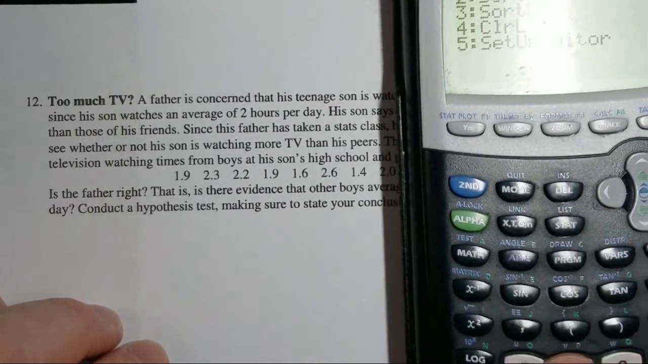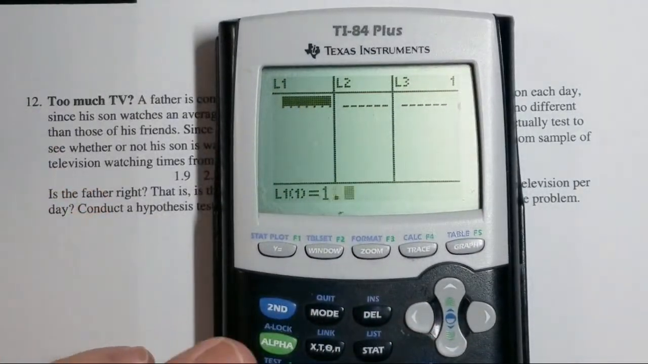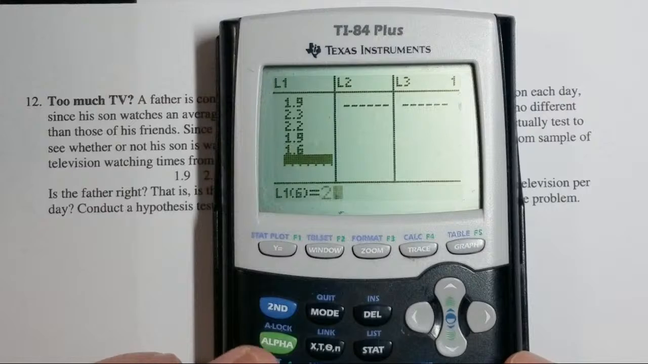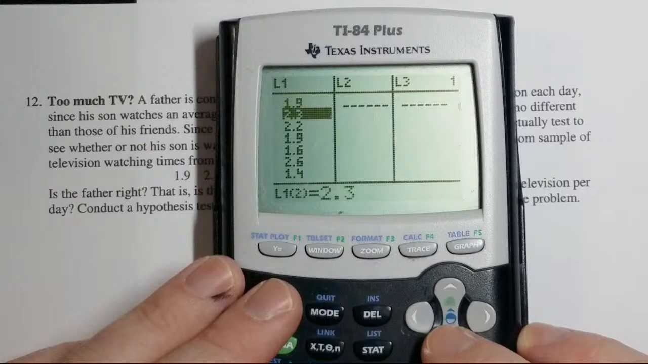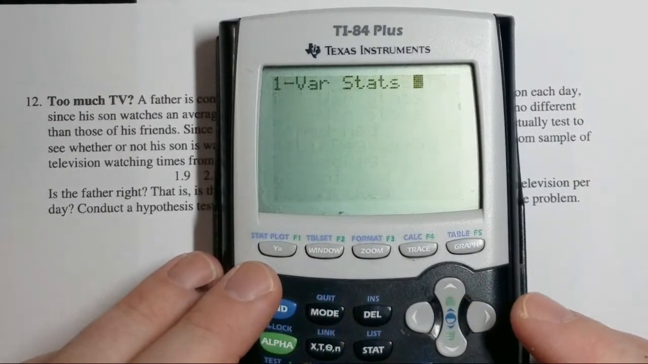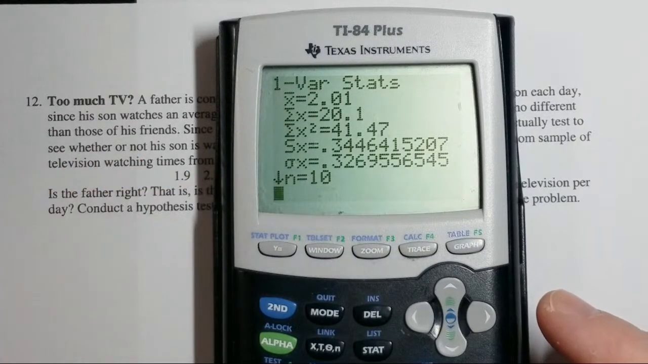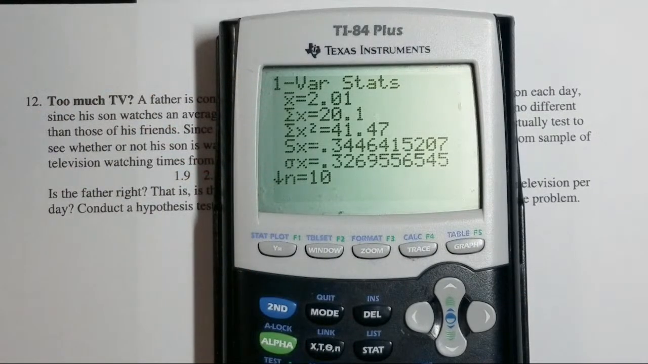First and foremost, I am going to have to enter my data into my graphing calculator's list in order to get some important information. 2.2. Let's double check that. Always double check to make sure that your numbers are typed in correctly. There we go. I'm going to run a 1-Var Stats. What's really nice about running 1-Var Stats on the TI graphing calculator is that this data would automatically be entered into whatever test you're trying to run, which is fantastic.